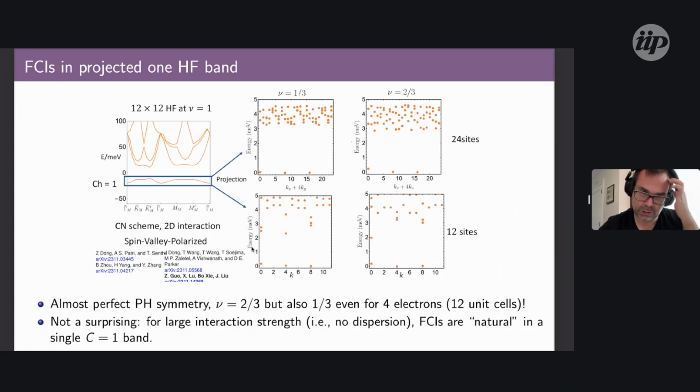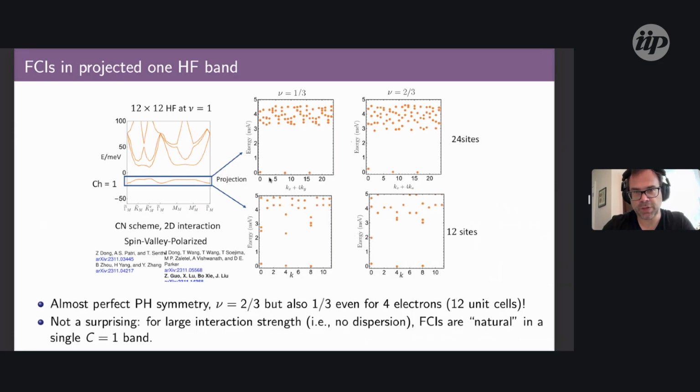So you will see different attempts in the literature. The first one is to say, well, it's going to be difficult to numerically deal with 3 bands. So let's start with the Hartree-Fock calculation at numerical 1, which basically gave us this Hartree-Fock band structure. And here you see that you have a well-isolated Chern 1 band. And let's project the interaction onto this Chern 1 band and explore the emergence of FCIs.